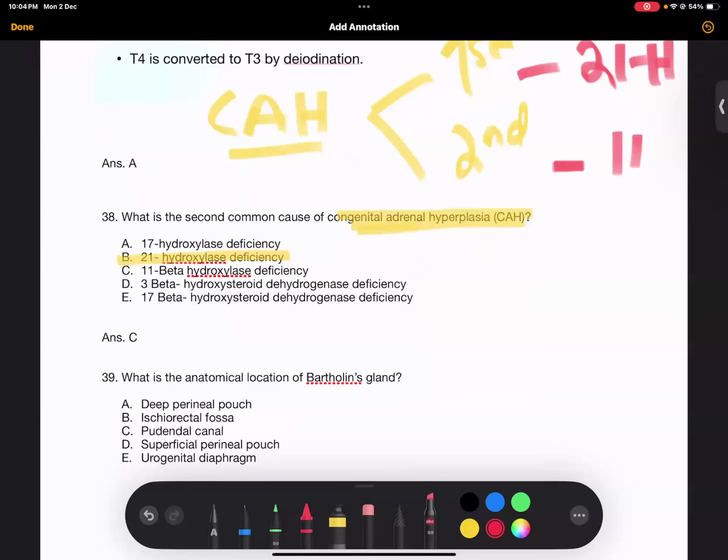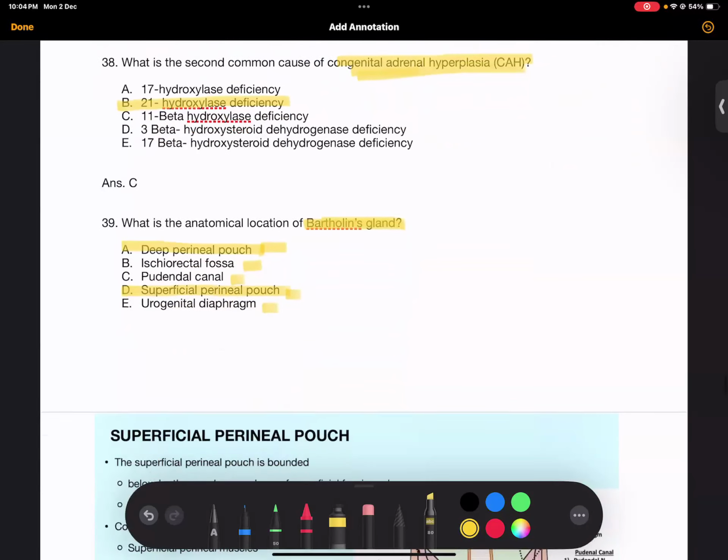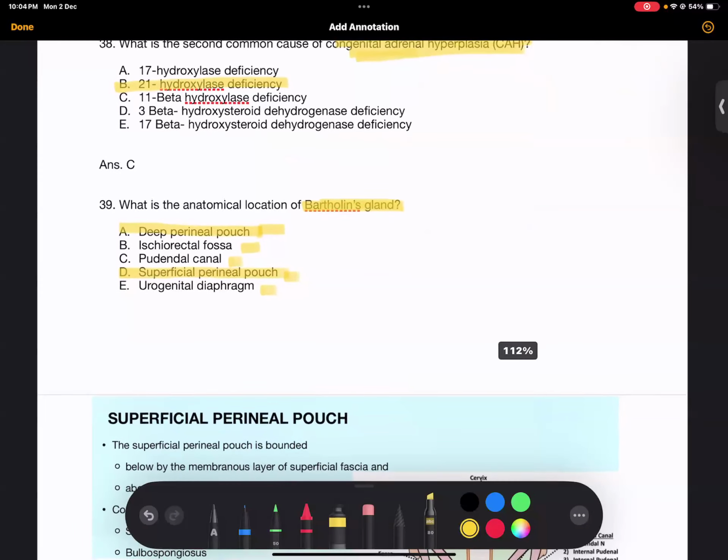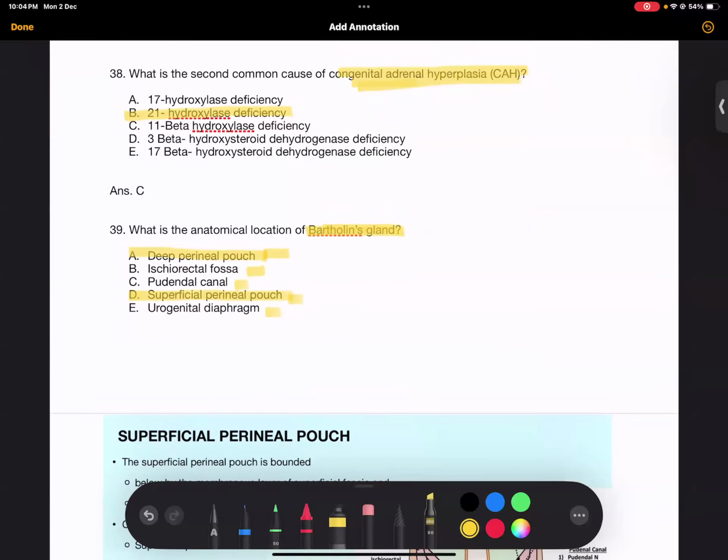Yes, so it's the anatomical location of Bartholin glands. You need to remember where the Bartholin glands are located: the deep perineal pouch, ischiorectal fossa, renal canal, superficial perineal pouch, or the urogenital diaphragm. Basically, it is located in some kind of pouch, either the deep pouch or the superficial pouch. So select from these two. Deep perineal pouch, you are saying?